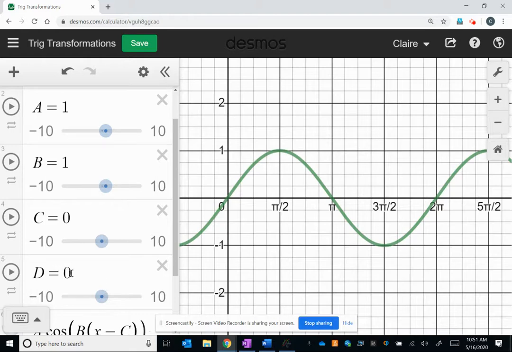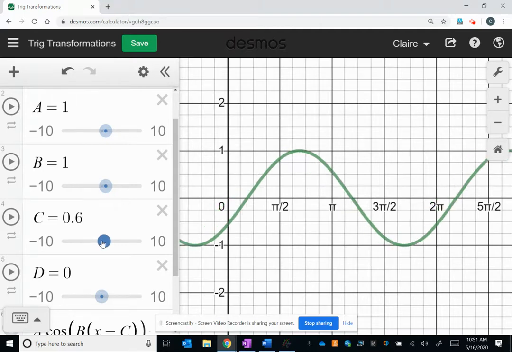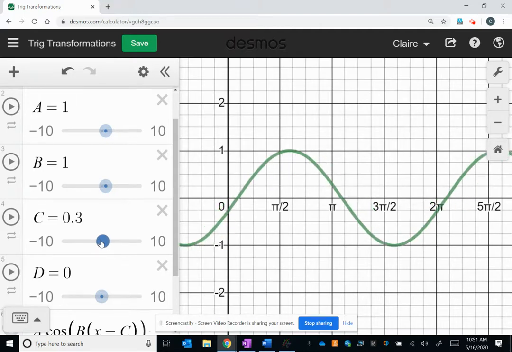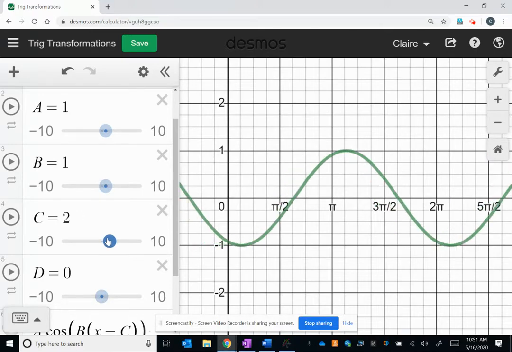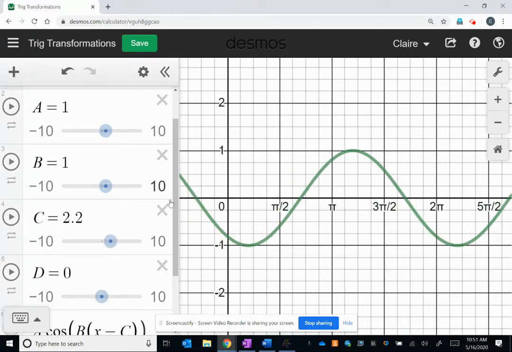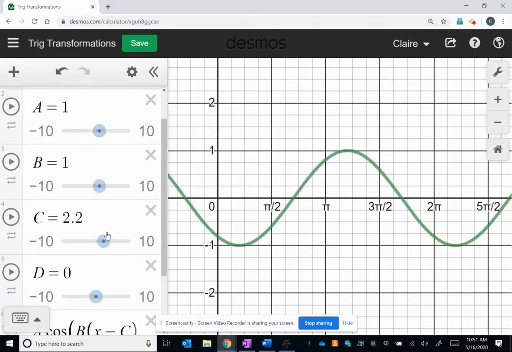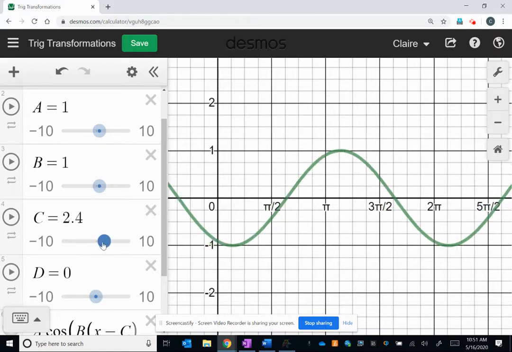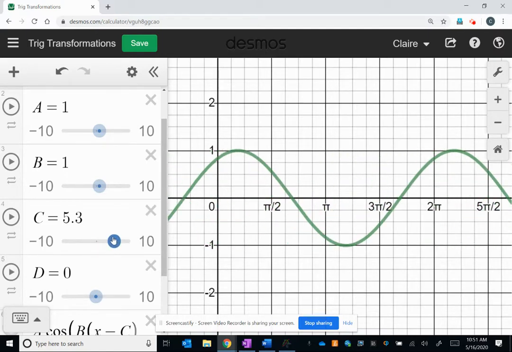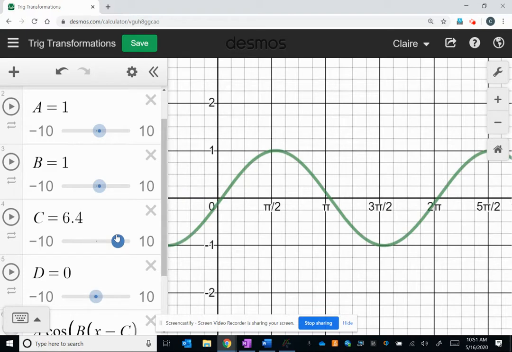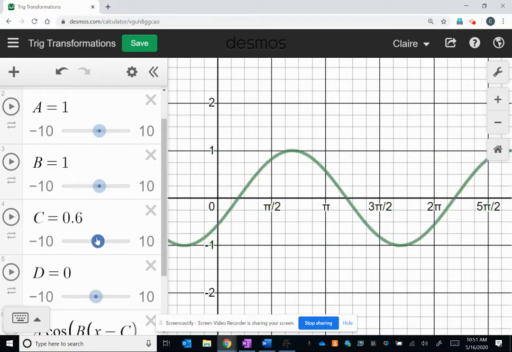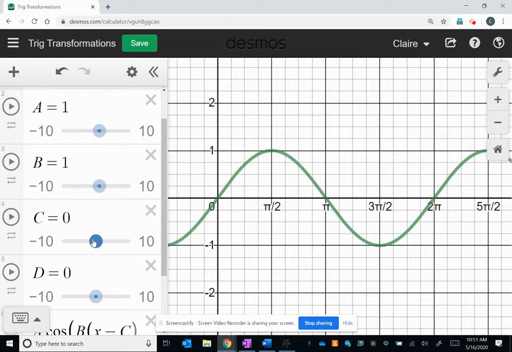If d is a vertical shift up or down, c is a horizontal shift. So c gets a little bit tricky. Our horizontal shift gets a little bit tricky here because since this is a periodic function, depending on how far I shift, it can be hard to tell whether I'm shifting just a little bit or more than 2 pi.